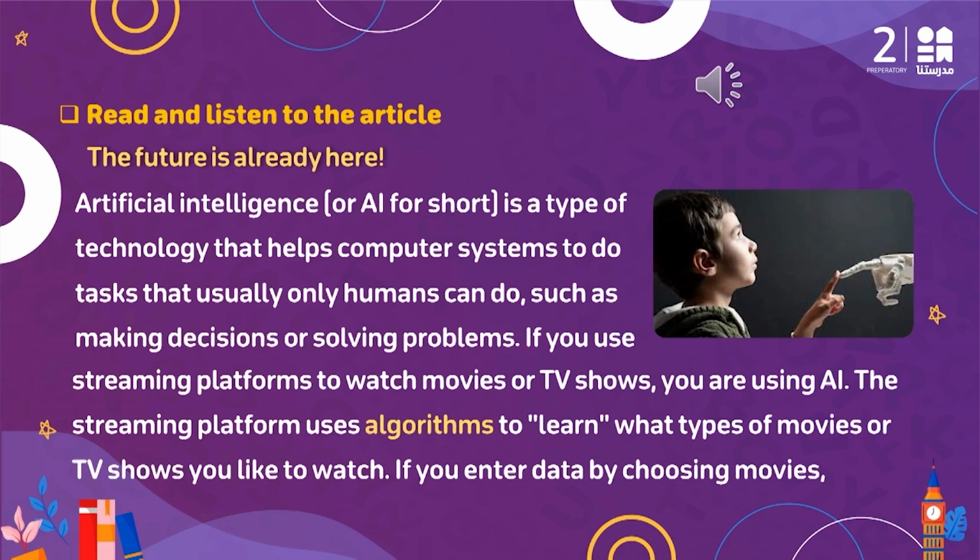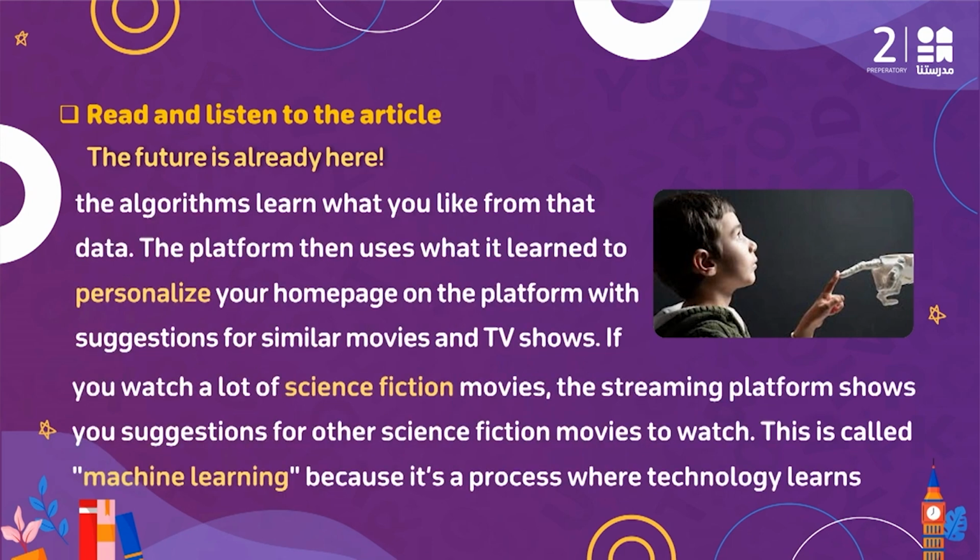The future is already here. Artificial intelligence, or AI for short, is a type of technology that helps computer systems to do tasks that usually only humans can do, such as making decisions or solving problems. If you use streaming platforms to watch movies or TV shows, you are using AI. The streaming platform uses algorithms to learn what types of movies or TV shows you like to watch. If you enter data by choosing movies, the algorithms learn what you like from that data.